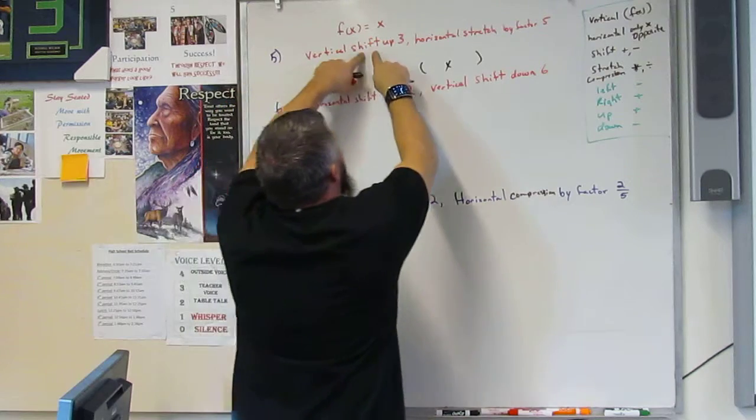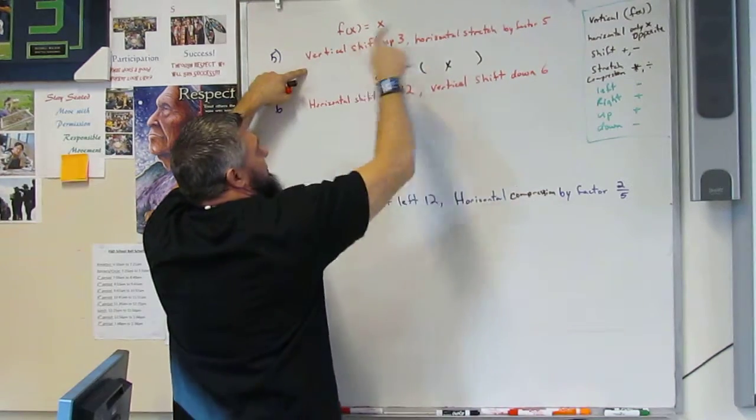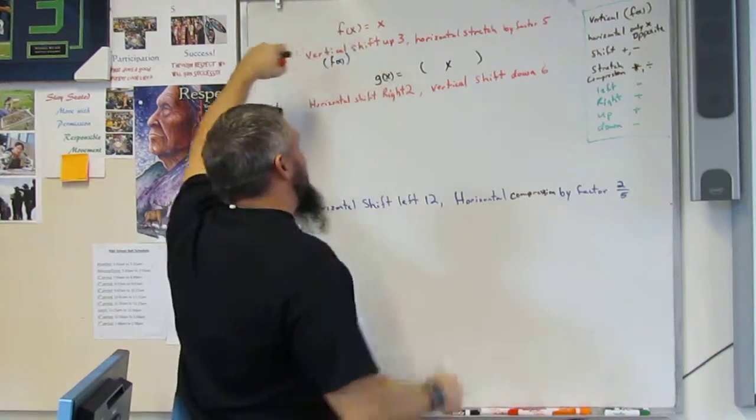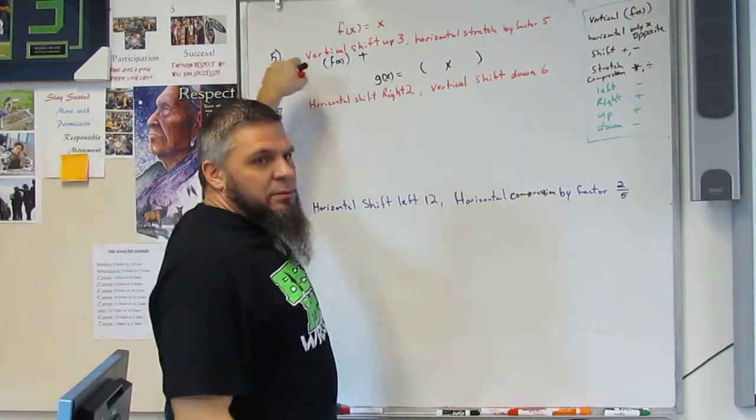Here it says vertical shift up 3. Vertical meaning f of x, the whole function. Shift meaning plus.